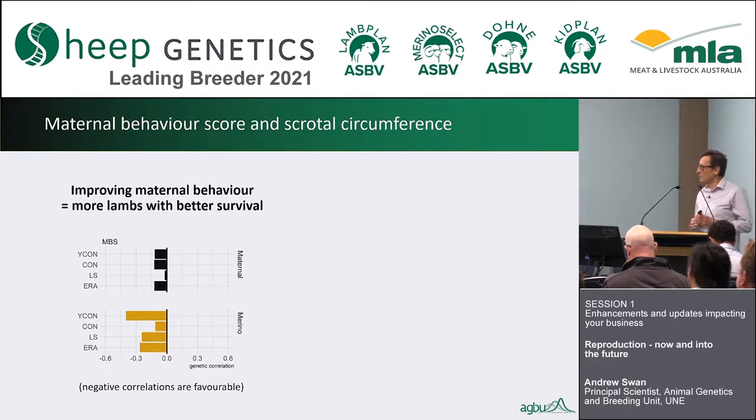Okay, maternal behaviour score is a breeding value we haven't had before, and you can see negative genetic correlations with the reproduction traits. Those are actually more favourable because lower maternal behaviour scores are better. If we're improving that trait, we're going to see more lambs with better survival.